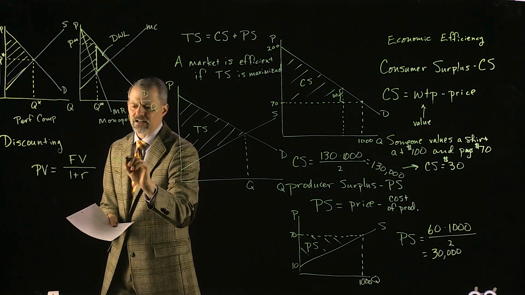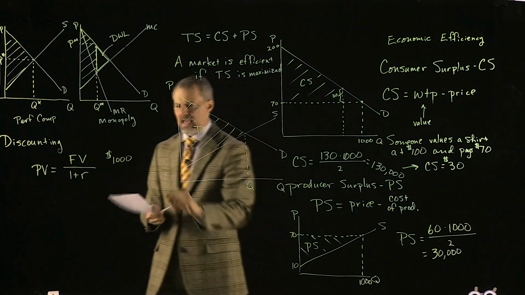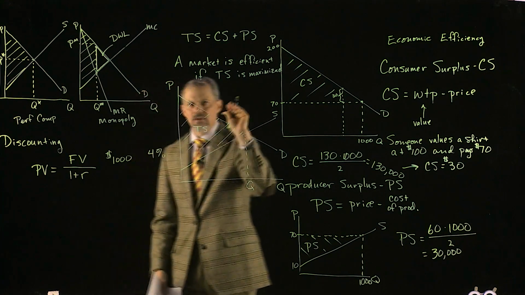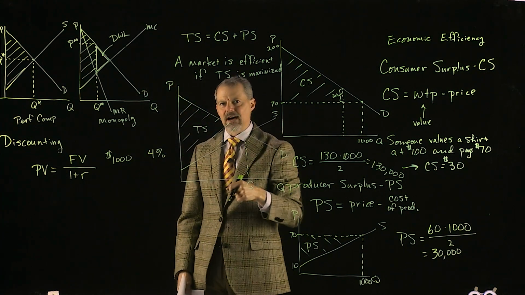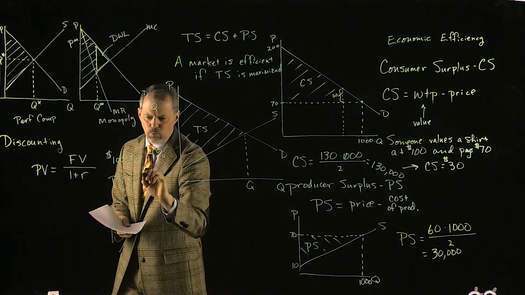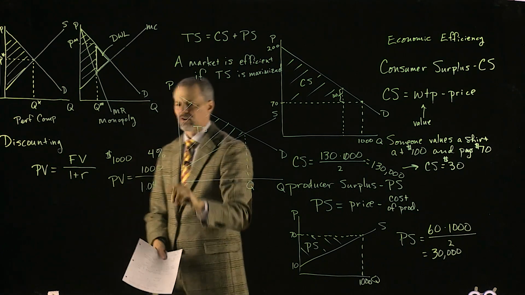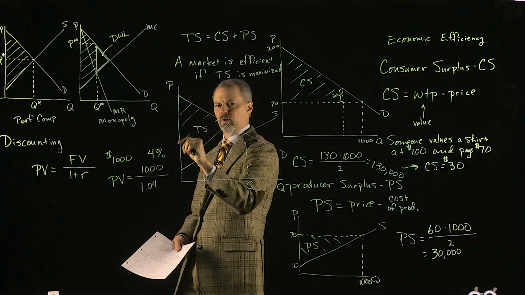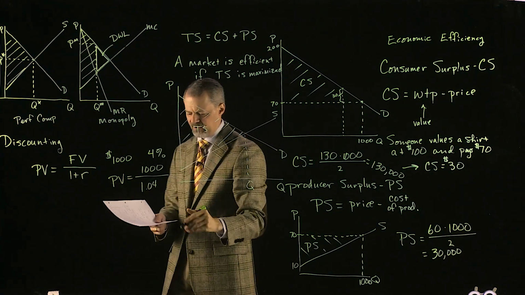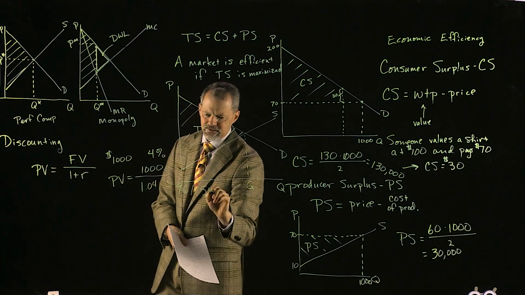For example, if we had a $1,000 payment made in 1 year and we had a 4% interest rate, then the present value of getting $1,000 1 year from now is equal to 1,000 divided by 1.04. We take 4% and put it into a decimal, 0.04. So 1 plus 0.04 gives us this. That is $961.54.